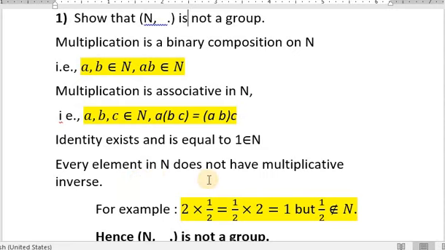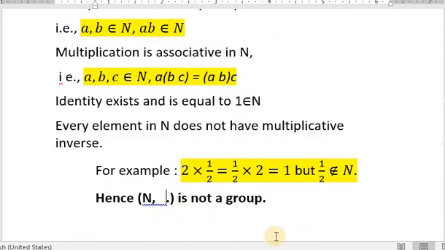And every element in N does not have a multiplicative inverse. So to show this one, let us consider one element, 2. Its multiplicative inverse is 1 by 2. So 2 into 1 by 2 is equal to 1 by 2 into 2 is equal to 1. But half does not belong to N. Therefore, N is not a group.